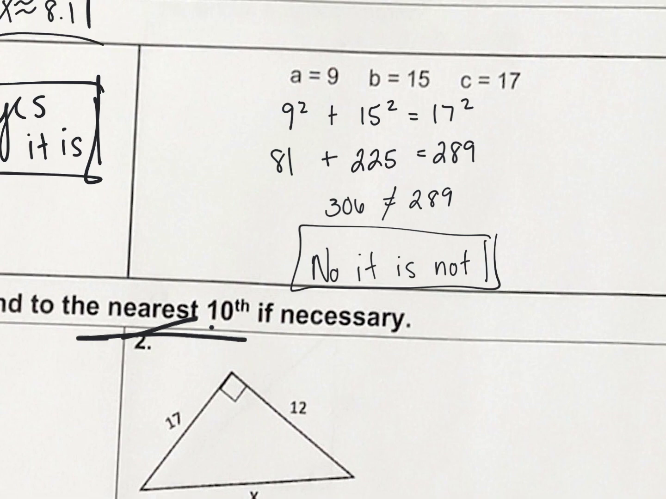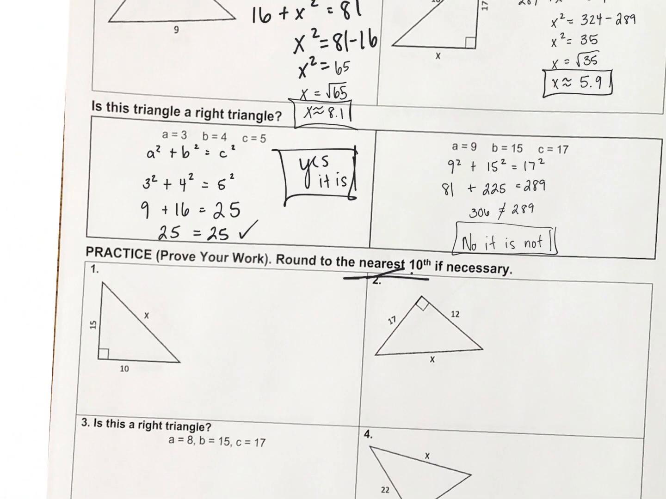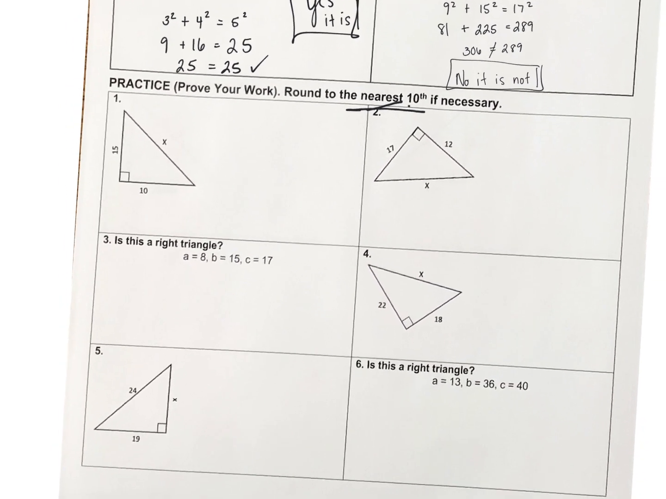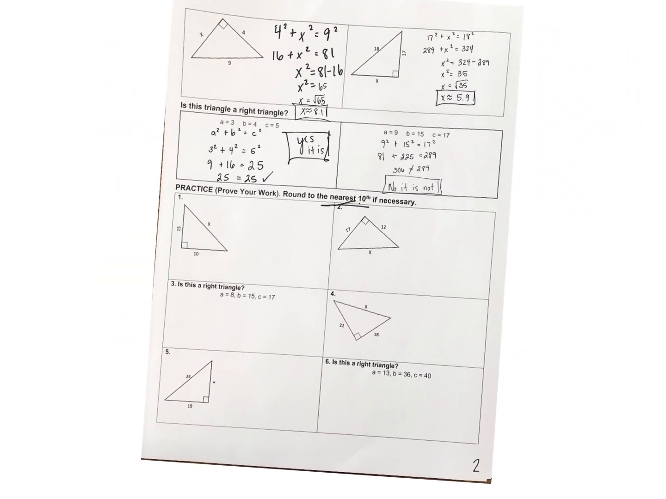So now you've seen examples of both. You're going to do the practice for homework, and it says round to the nearest tenth if necessary. So you're going to answer 1, 2, 3, 4, 5, and 6. And there is another page with 7, 8, 9, 10, 11, and 12. So you have 1 through 12 to answer, 12 problems, all just like the ones you had before. So use those as your examples.